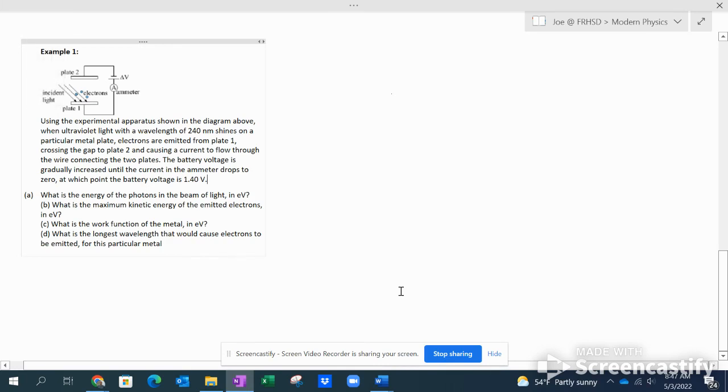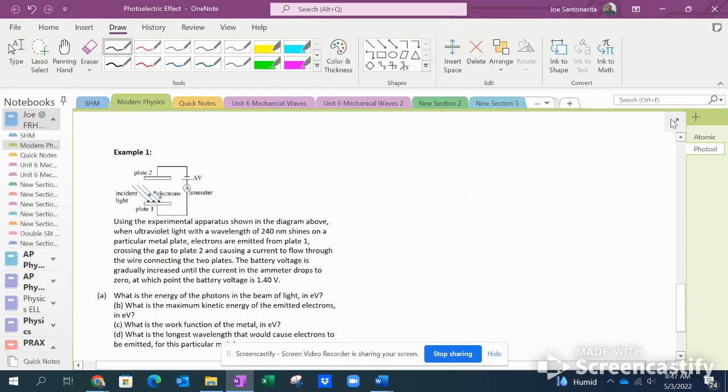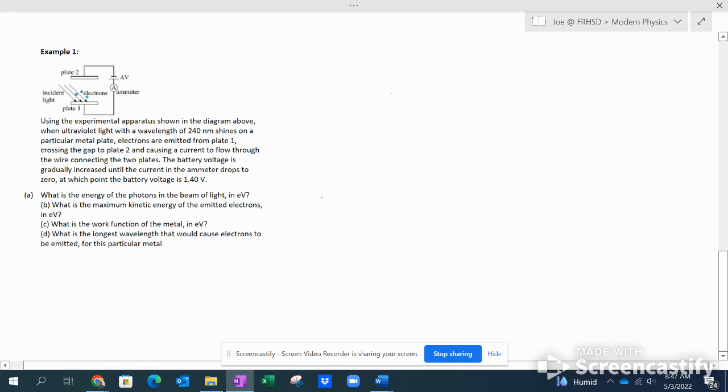Okay, so here we have incoming light hitting a cathode tube, and the electrons are accelerated off of plate 1 to plate 2. The incoming wavelength is 240 nanometers, and they tell you here that the stopping potential is 1.4 electron volts.